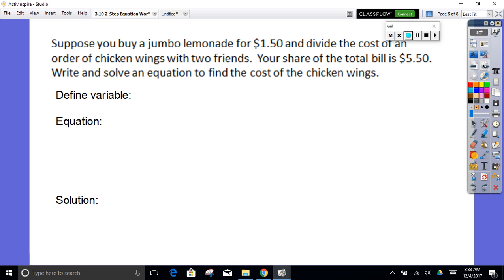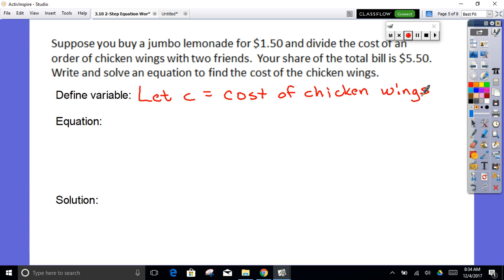Devin? C or W? Yeah, sure. What do you want to use? I don't know. There's no right or wrong. Whatever you pick, we're all going to go with. C. C? Okay. Let C equal what? What does C stand for? The chicken wings. What about the chicken wings? How much they are. What do you mean, how much? The cost of them. There we go. Let C equal the cost of chicken wings.